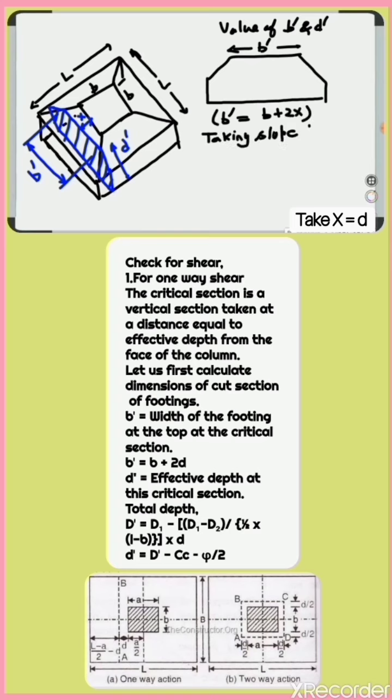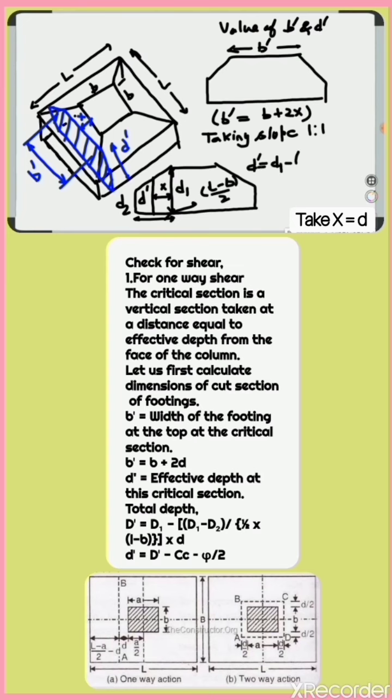D dash equals total depth at this critical section. D dash equals D1 minus (D1 minus D2) upon (1/2 into (L minus B)) multiplied with D. So, effective depth equals D dash minus clear cover CC minus 5/2.